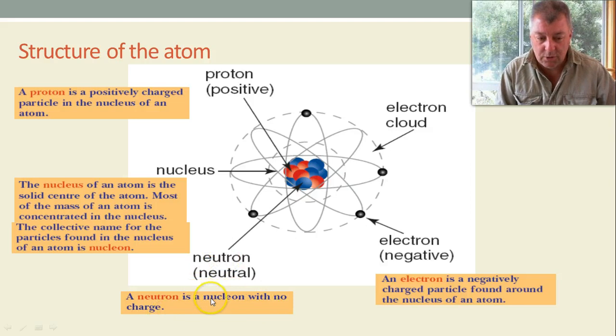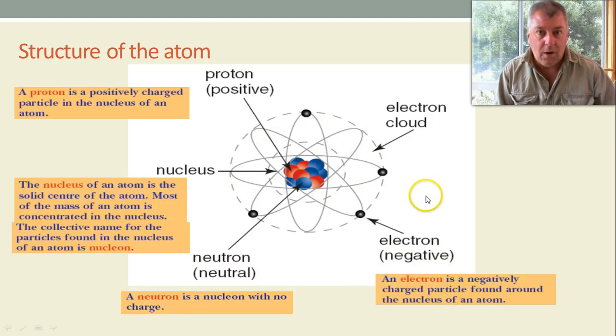What do we mean by the term nucleon? A nucleon is the collective name for particles found in the nucleus, and the nucleus is the solid center of the atom. Most of the mass of the atom is concentrated in the nucleus, and then lastly we have the electrons whizzing around, and the electron is the negatively charged particle found orbiting around the nucleus. And that's our understanding in physical science of an atom.